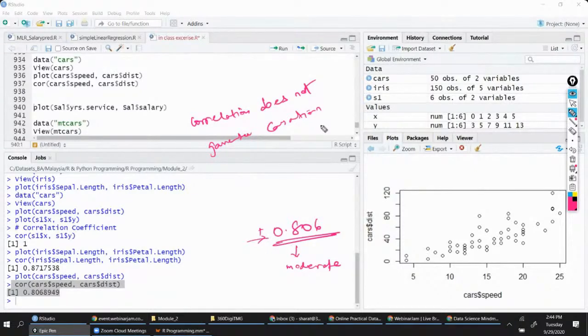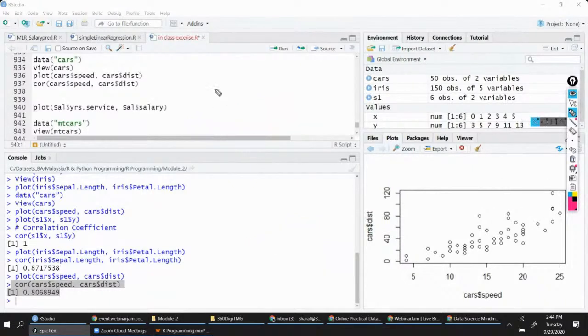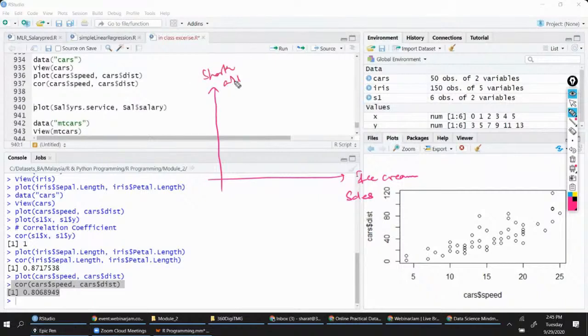Yesterday we discussed an example, if you remember. If I take any two random data point variables, ice cream sales and sharks attacking people, shark attacks, it has nothing to do with ice cream sales. Ice cream sales is not affecting shark attacks. These are two independent variables. But when I'm plotting it, I might get a perfect shape like this.